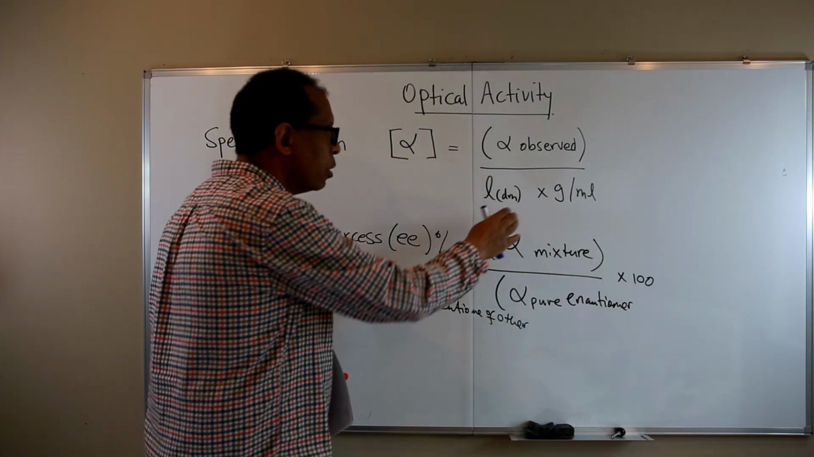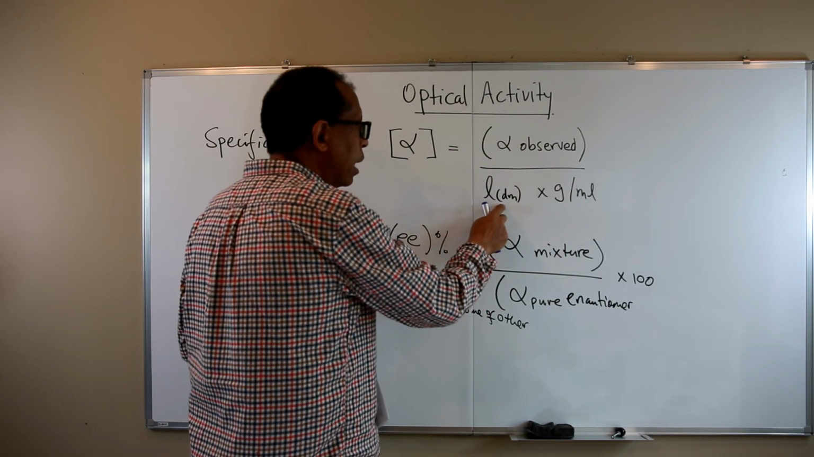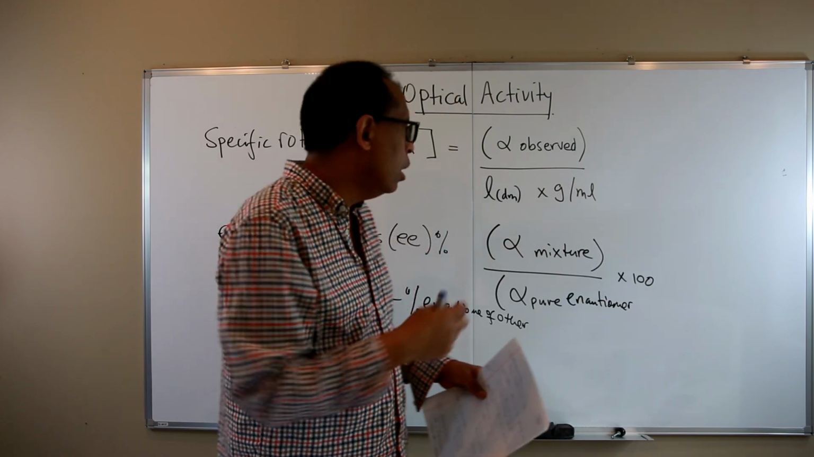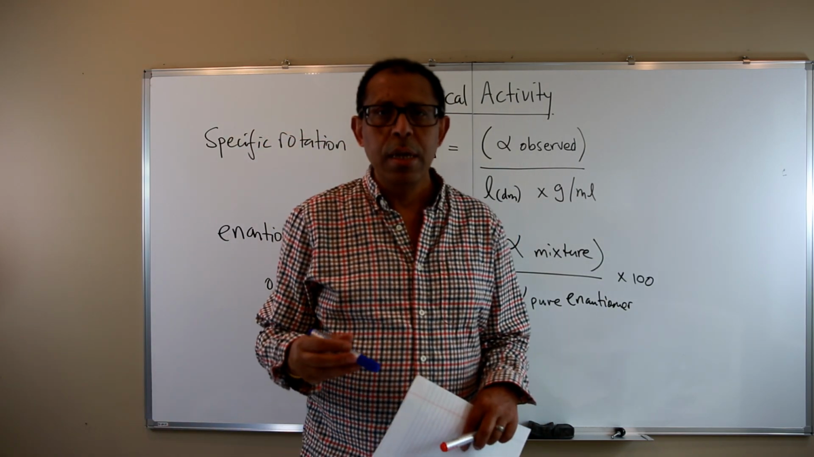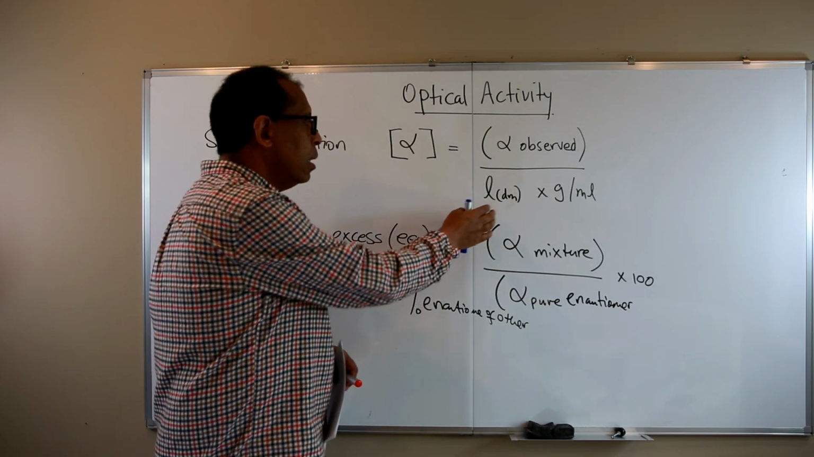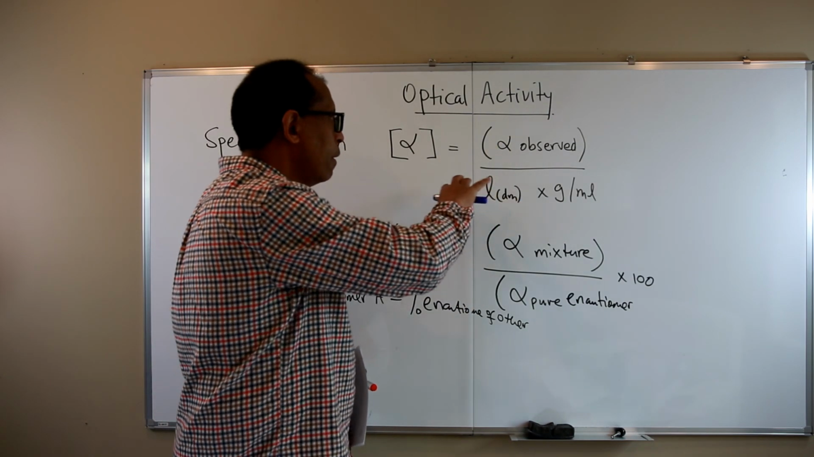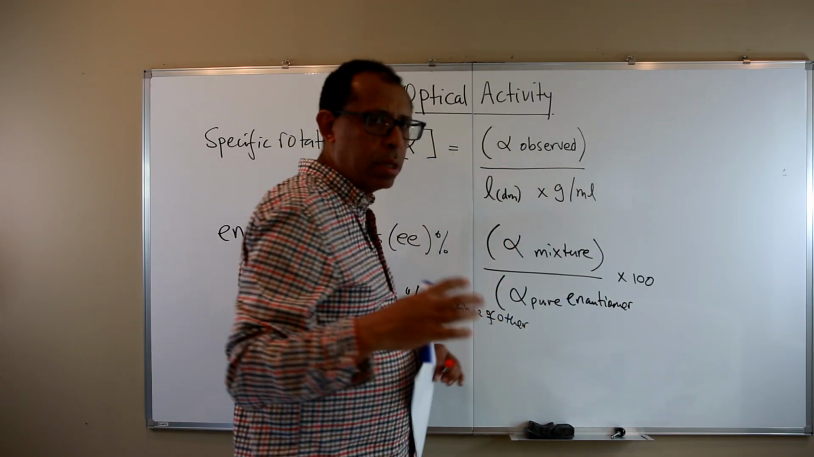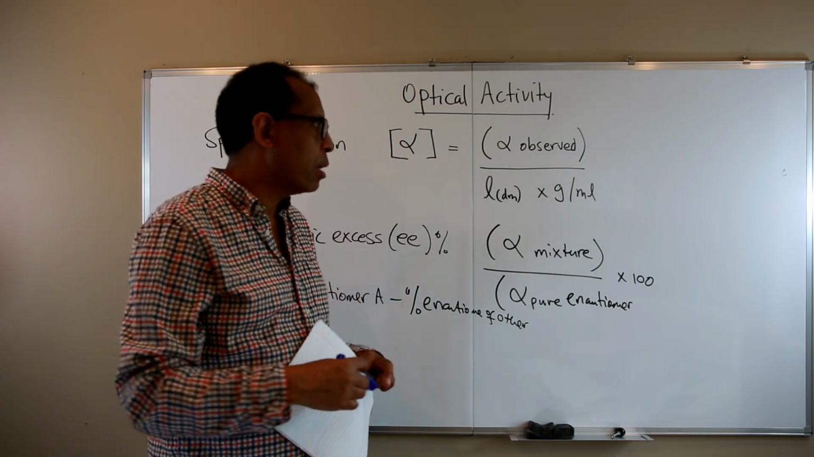So the concentration of your sample is in grams per ml. This is the length of the cell in which the sample is put. Usually it is 10 centimeters, or it will be given. That's just the cuvette or the sample cell that you're measuring in. But in most cases, the specific rotation can be a plus or a minus. As I told you, it could be deflecting to negative or positive.